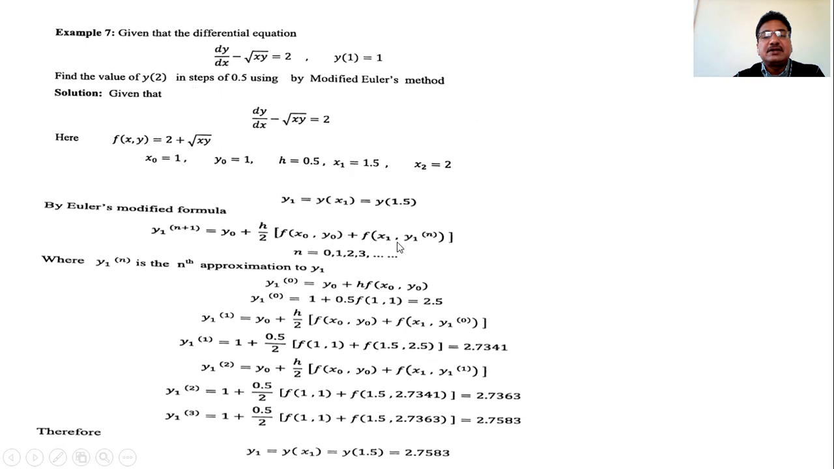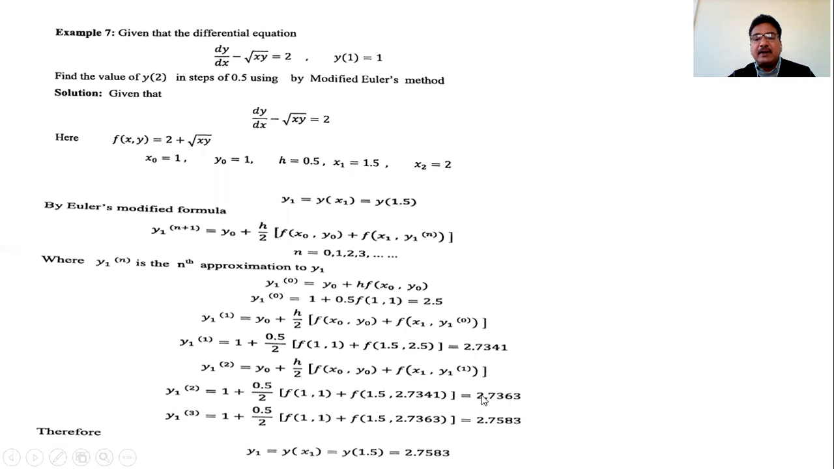This is the general formula. Then find y1,0: first y0 plus h f(x0, y0). This is Euler's formula actually, and then y1,0 is this. And then y1,1 is what? y0 plus h by 2, f(x0, y0) plus f(x1, y1,0). By using this, substituting n as 0, 1, 2, 3, we have these formulas. So y1,2, y1,3.